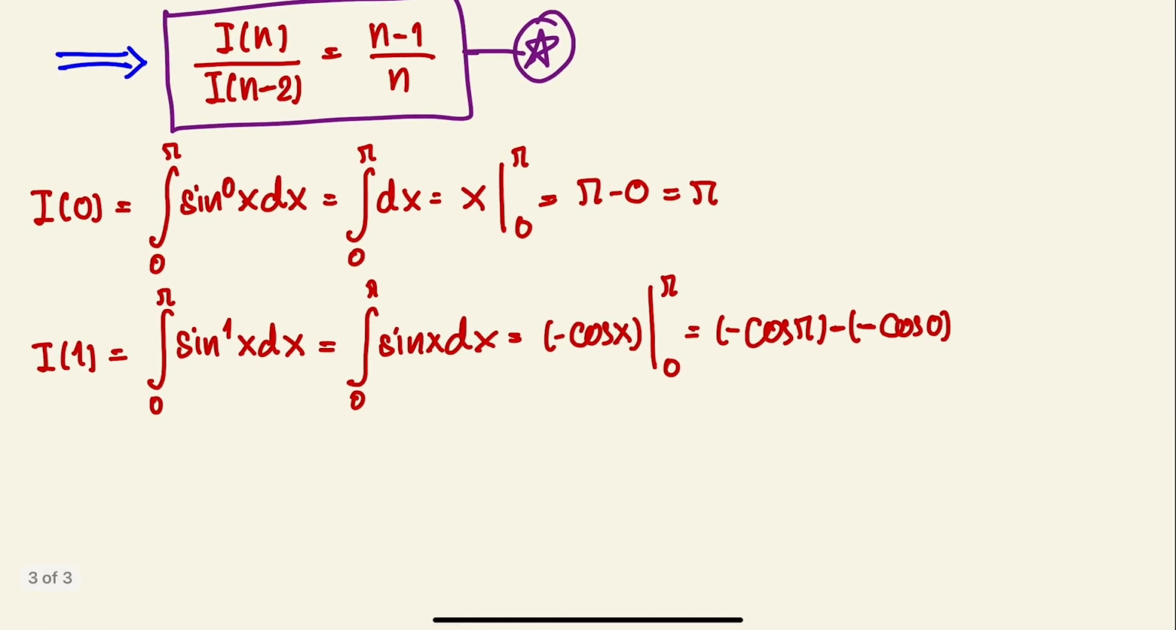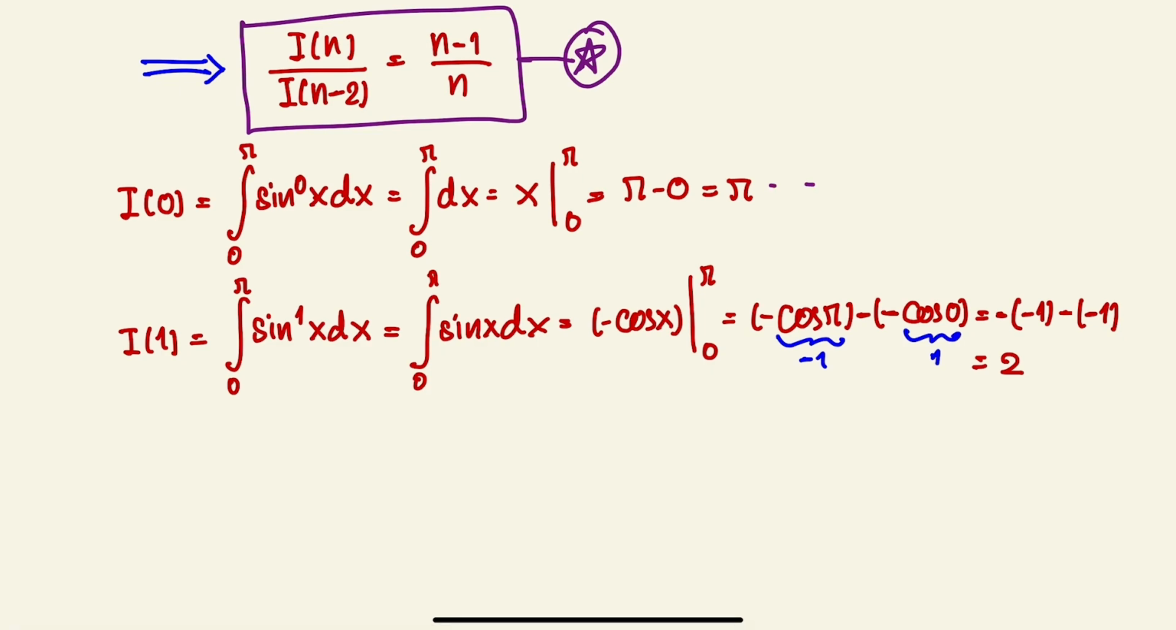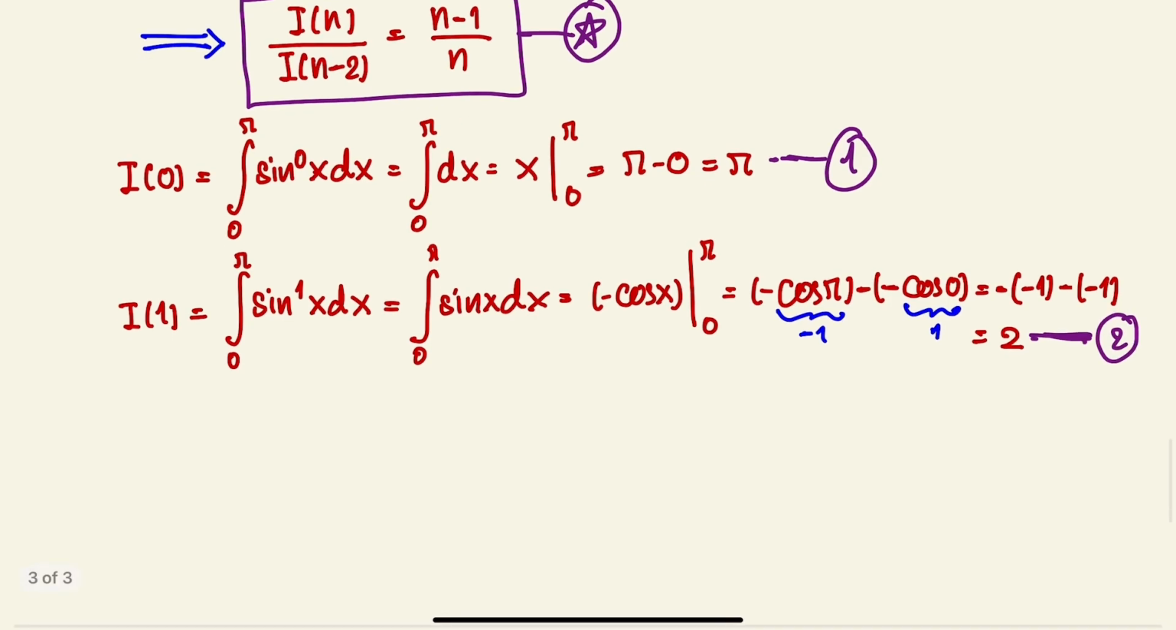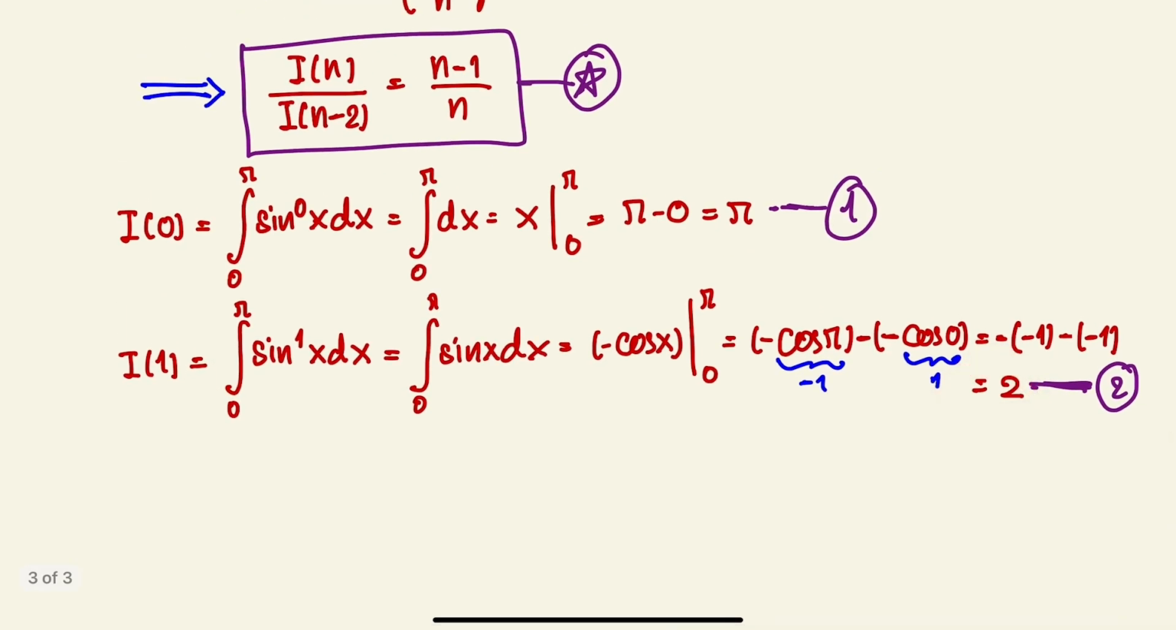Okay, cosine of pi is -1, so this term is -1, and this is 1, right? Cosine of 0 is 1. So it turns out to be -1, -1, -1. So it is 2, okay? I call this equation 1, and this is 2. Now we have I0, which is pi, and I1, which is 2.